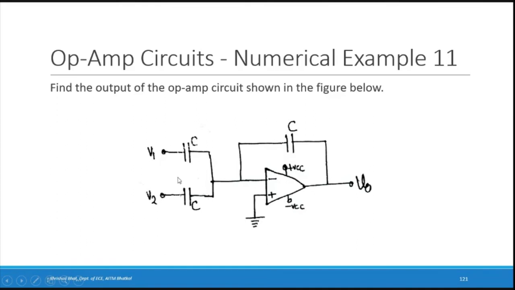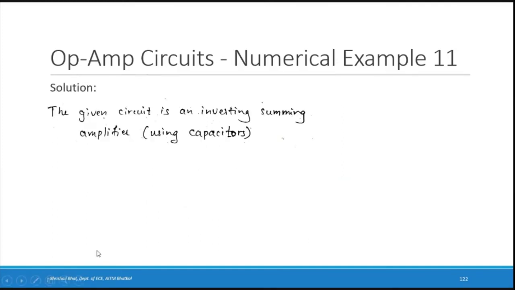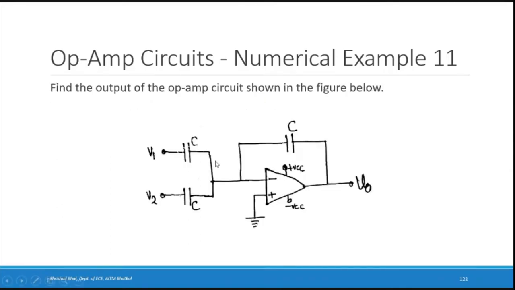But here, there are 2 inputs at the inverting input terminal, V1 and V2. They are given through a capacitance C, and at the feedback also there is a capacitor. So this is actually a 2-input inverting summing amplifier. Instead of resistances, we have capacitances. We will see how it works and derive the expression for the output voltage in this case.